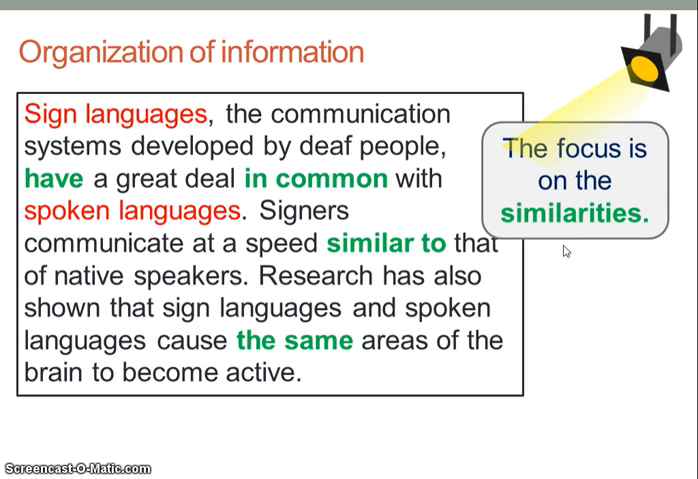Let's look at this text. Sign languages, the communication systems developed by deaf people, have a great deal in common with spoken languages. So here we already see that it's going to talk about similarities. Have in common. In common is a marker that shows us that we're going to read about something that's similar. Signers communicate at a speed similar to that of native speakers. Research has also shown that sign languages and spoken languages cause the same areas of the brain to become active.